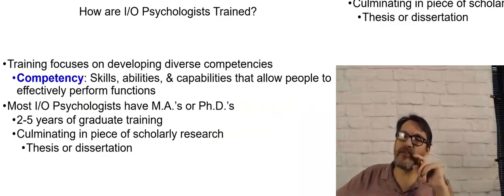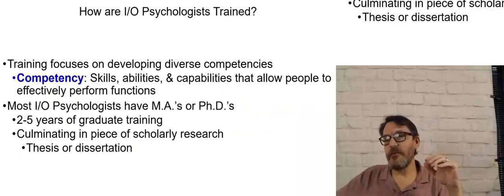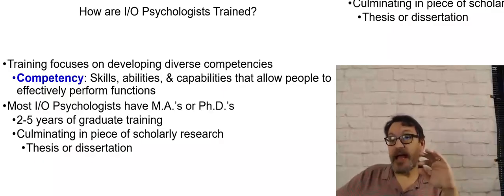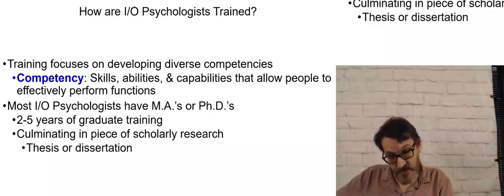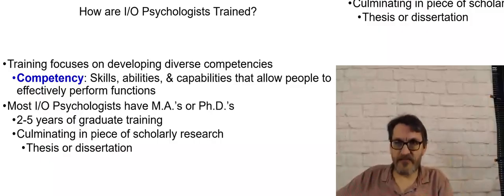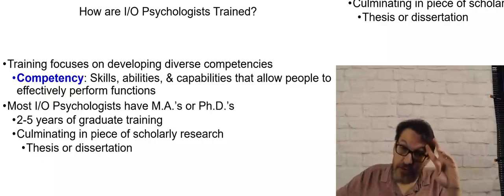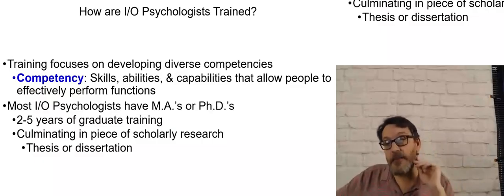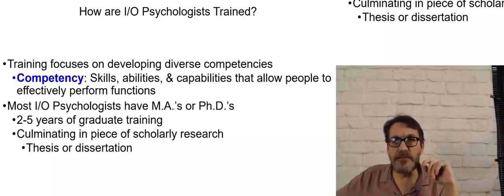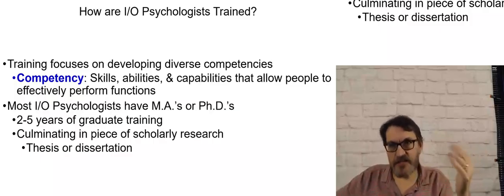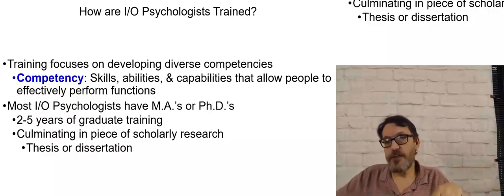Yes, IO psychologists have KSAs. By the way, we're going to use that word many times. KSAs: knowledge, skills, and aptitudes. They have competencies, or KSAs, that allow them to effectively work with people. Most IO psychologists have either master's degrees or PhDs. I don't know how you could be an IO psychologist without a master's degree. So a minimum of 2 years of graduate training, but 5 years if you're at the PhD level. It usually involves theses and dissertations, so it's research-based.